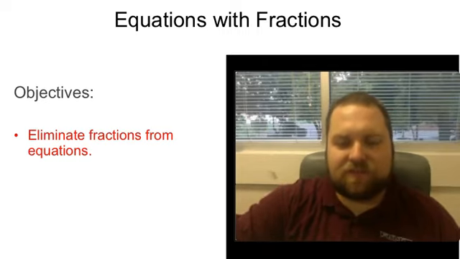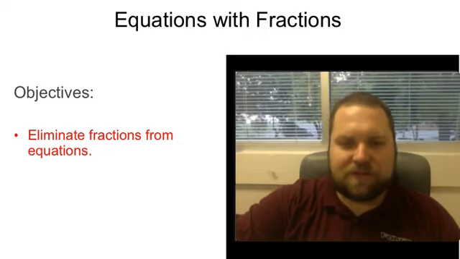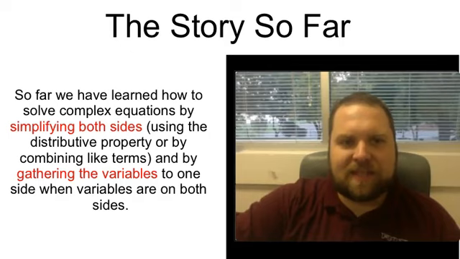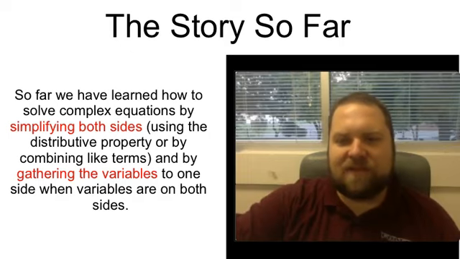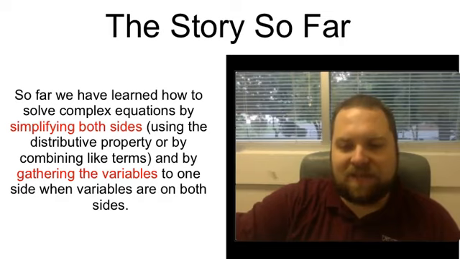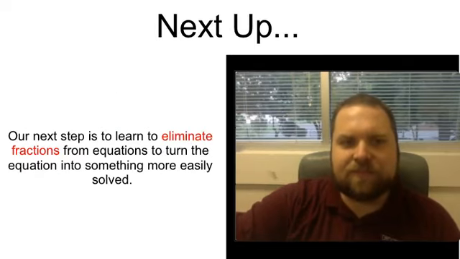We know how to solve two-step equations. We know how to simplify both sides. We know how to gather the variables. So today we're going to look at what happens if there's a fraction. And as I said, we know how to simplify: use the distributive property, combining like terms on both halves of the equation, one expression and the other. We know how to gather all the variables onto one side if we have variables on both sides.